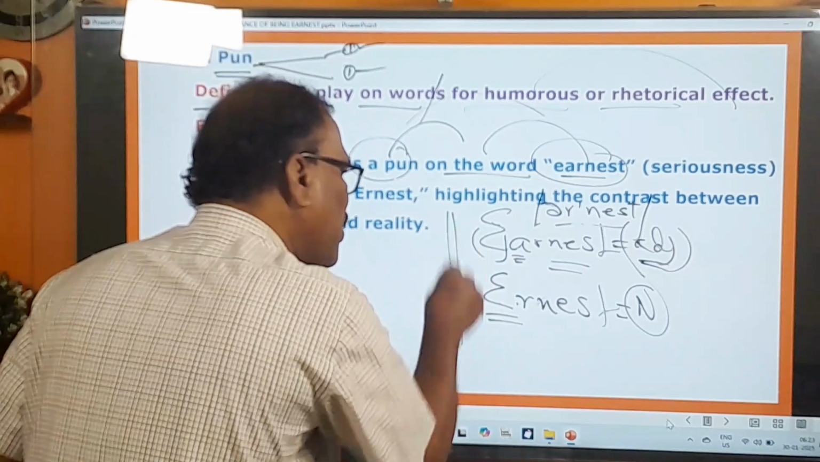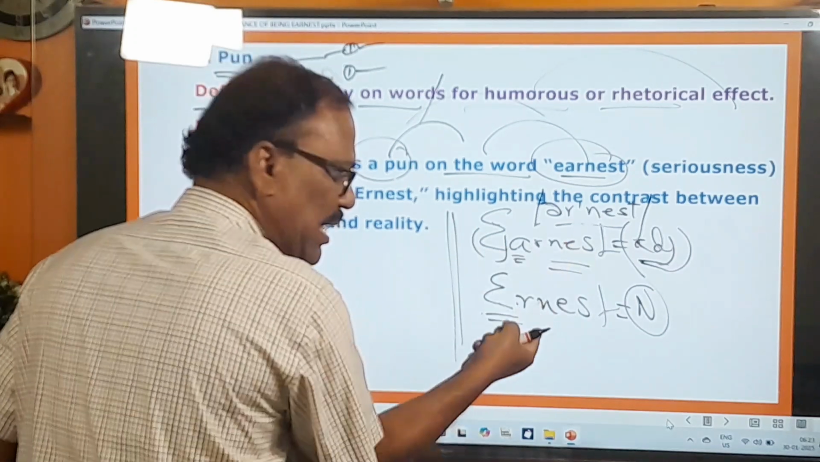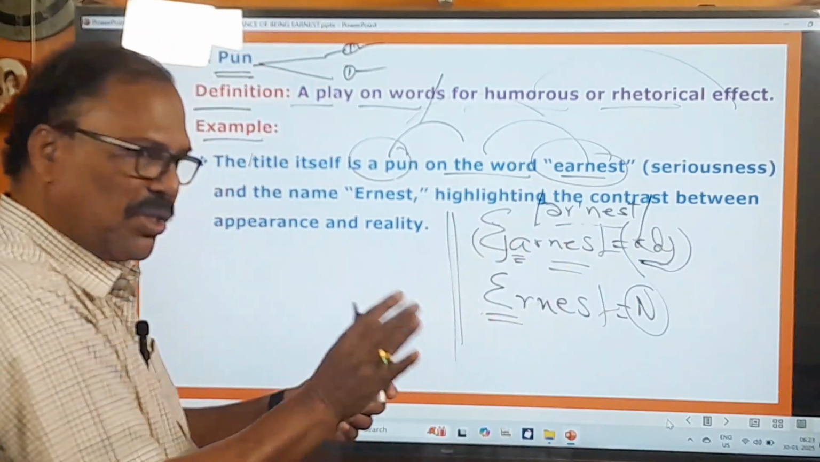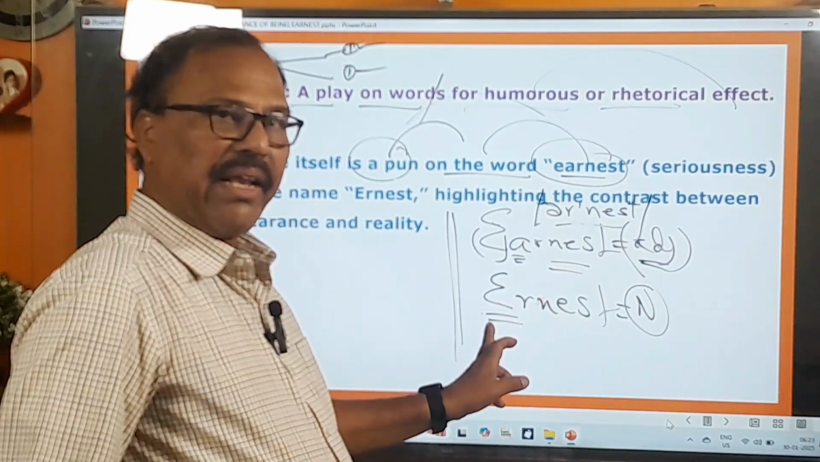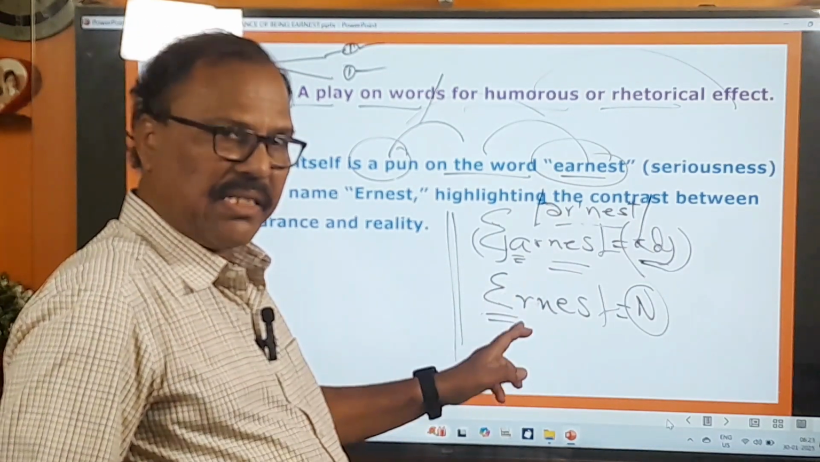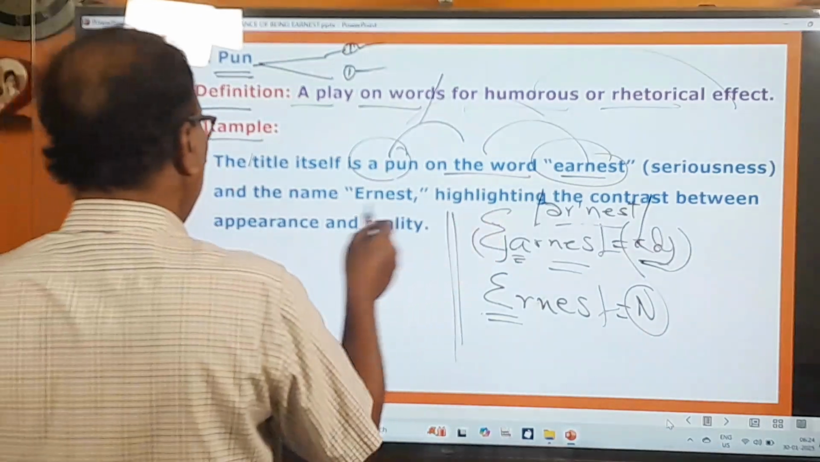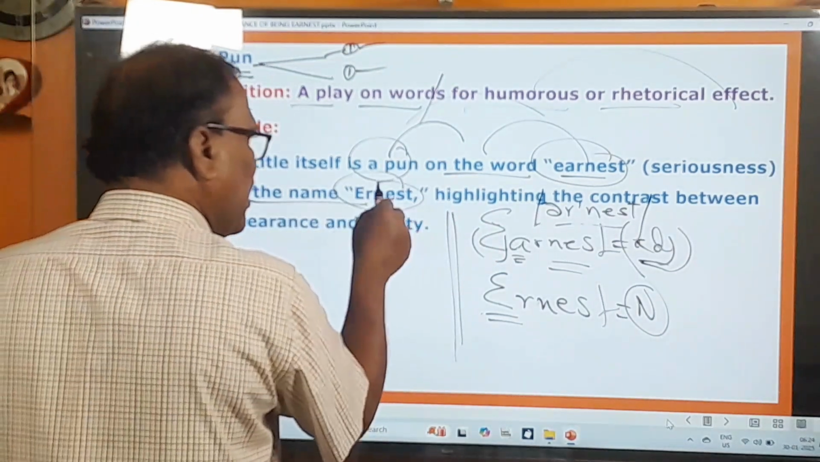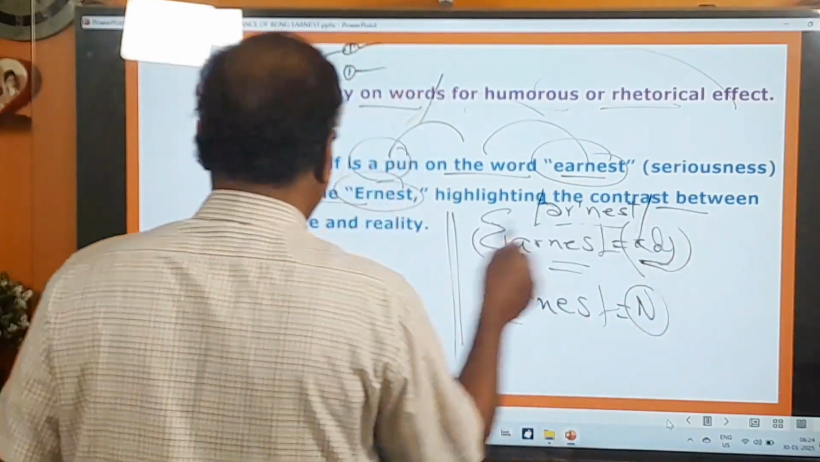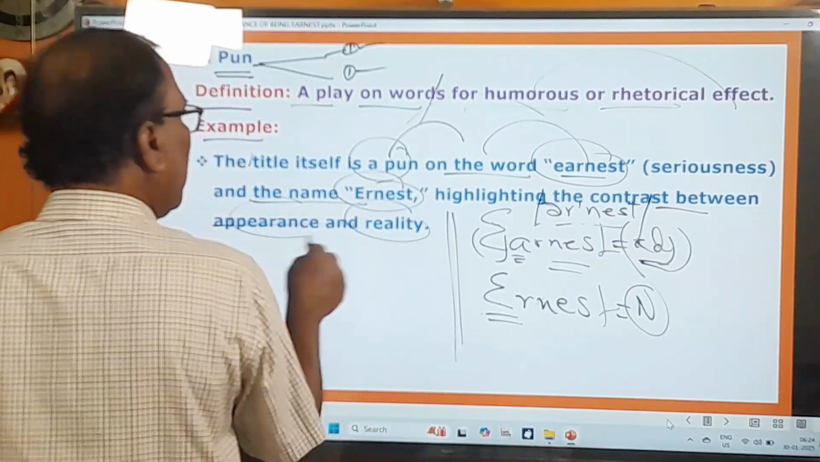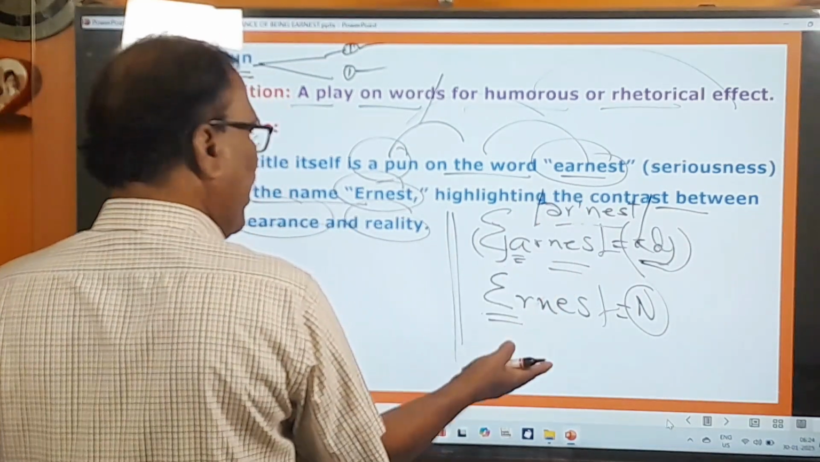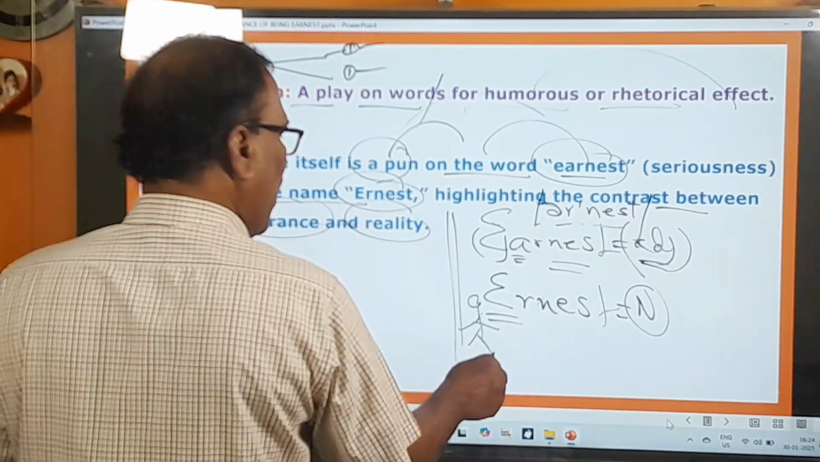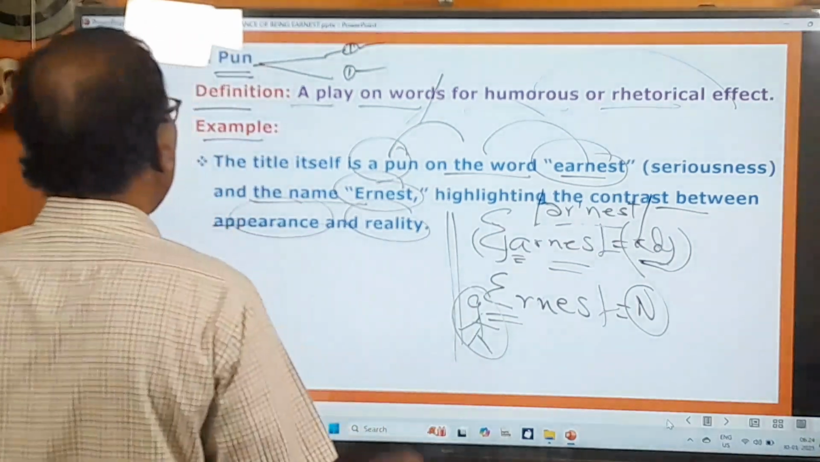So on this word Earnest and earnest, please just see the difference between this. Once again, Earnest, earnest, okay. So here, as the name Earnest, highlighting the contrast between appearance and reality. So here Earnest is a reality. Earnest is an appearance, a man, okay, it's like that, right? And now this is all about pun.